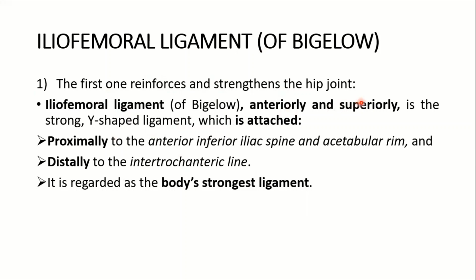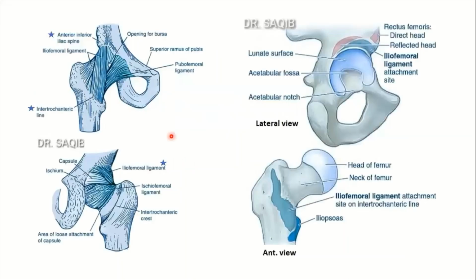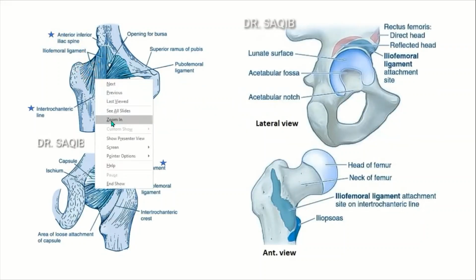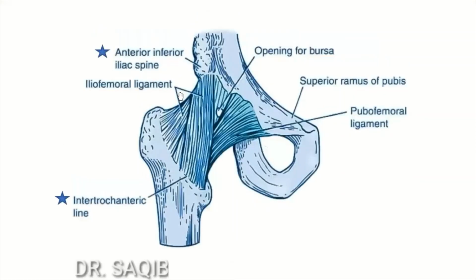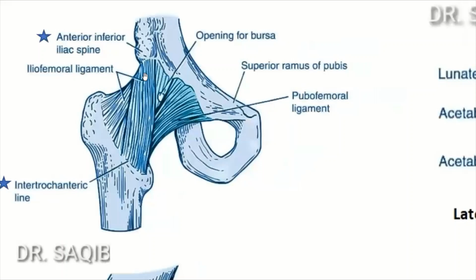Anteriorly and posteriorly, there is a strong Y-shaped ligament, which is attached proximally to the anterior inferior iliac spine and acetabular rim, and distally to the intertrochanteric line. Let's see that. Here you could see this. This is the iliofemoral ligament, right? Let's enlarge it for more clarity, so there is no ambiguity about that. This is the iliofemoral ligament.